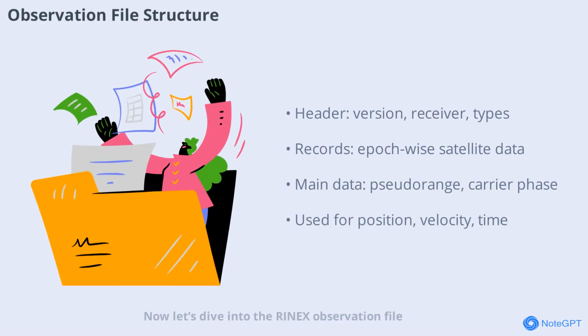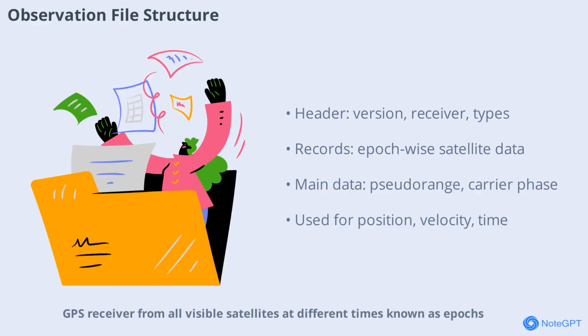Now let's dive into the RINEX observation file. This file captures the actual measurements made by the GPS receiver from all visible satellites at different times, known as epochs. The main types of data recorded include pseudorange, carrier phase, Doppler, and signal strength. For example, pseudorange measures the distance from the satellite to the receiver, while carrier phase is used for high-precision positioning.